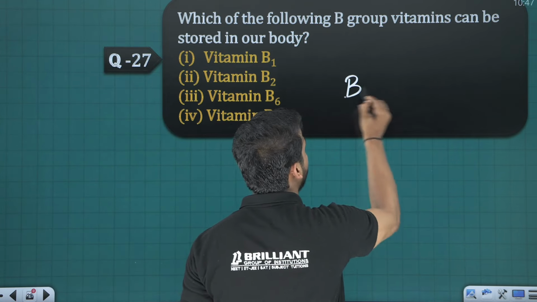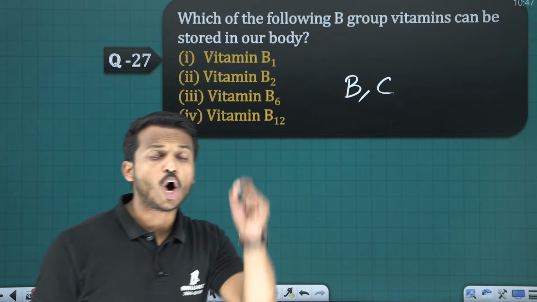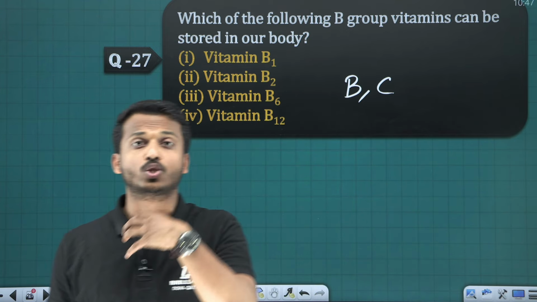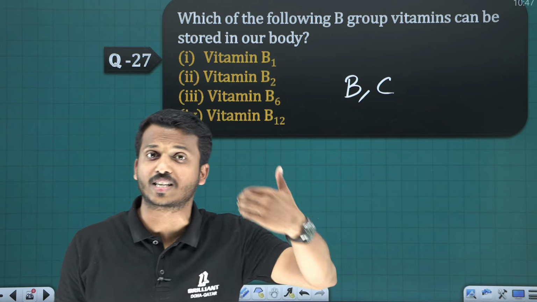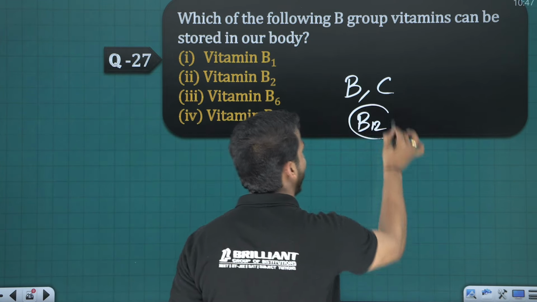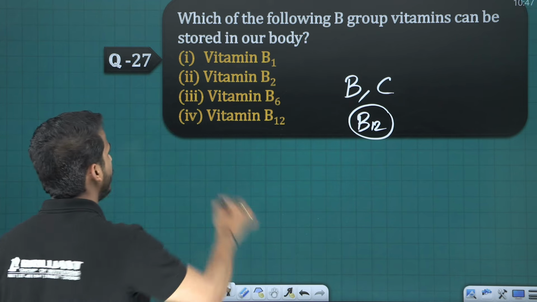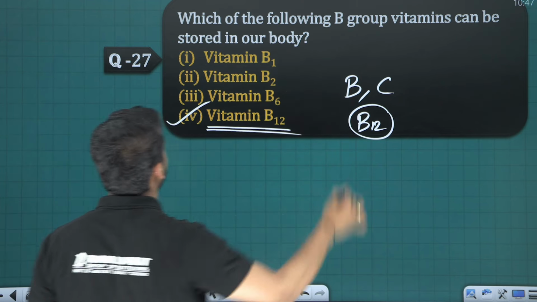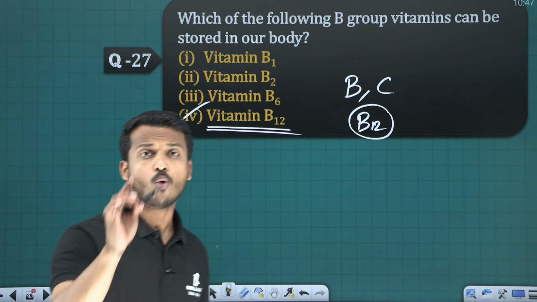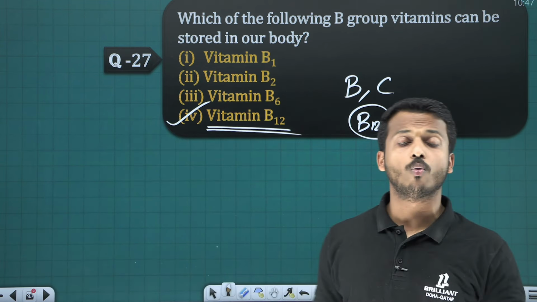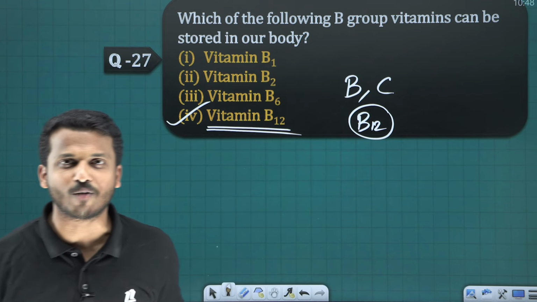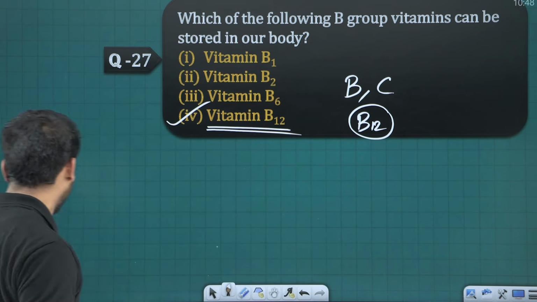Which of the following B group vitamins can be stored in our body? Generally, vitamins B and C are water soluble vitamins. They can't be stored in our body because they dissolve in the water content of our body and are excreted through urine. And except which one? Vitamin B12. Vitamin B12 can be stored in our body. All vitamin B and C are water soluble. We can't store them in our body except vitamin B12.